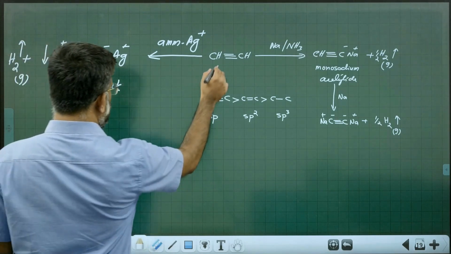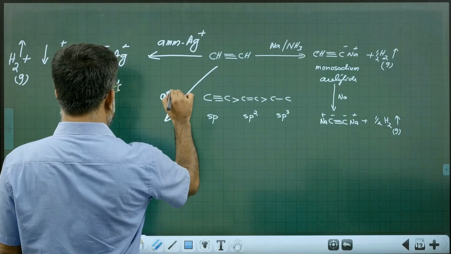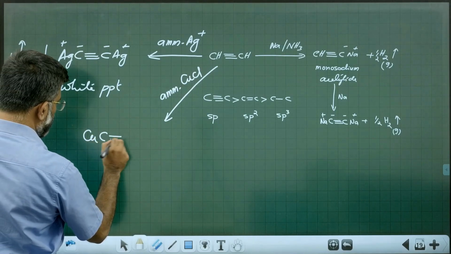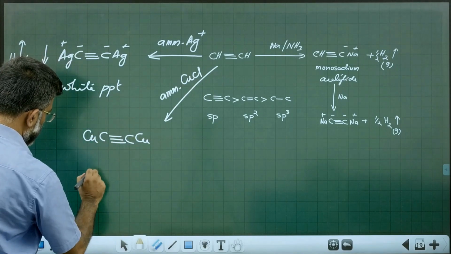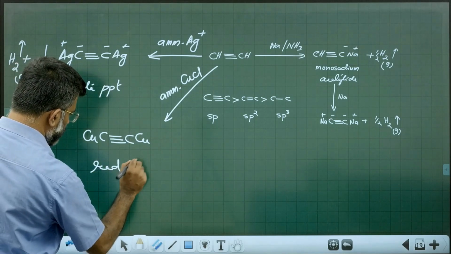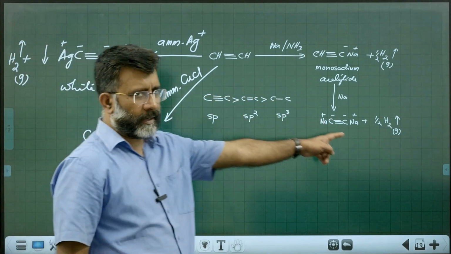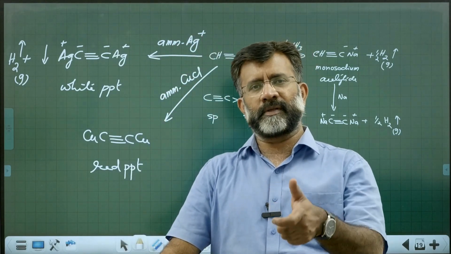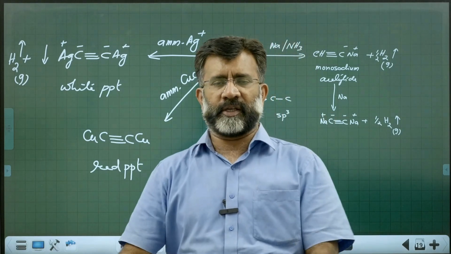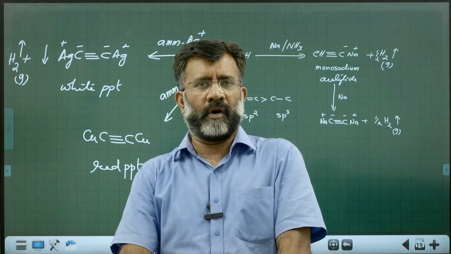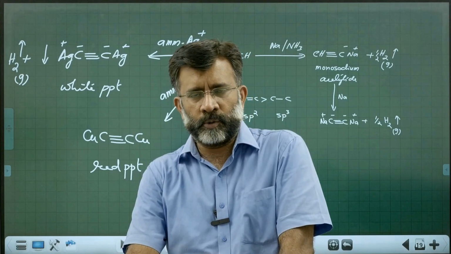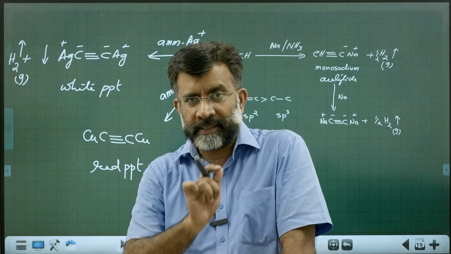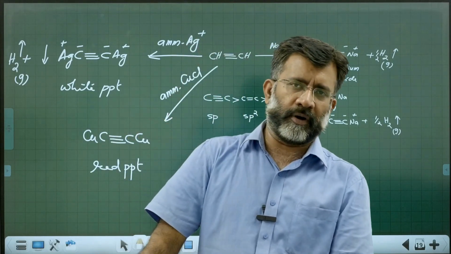Now, this can be treated with ammoniacal cuprous chloride. You get a red precipitate, copper acetylide. So, sodium acetylide white precipitate, silver acetylide white precipitate, copper acetylide red precipitate, all these are expressing the acidic nature of hydrogen that is connected to triple bonded carbon. Particularly what I mean is terminal alkynes can perform this reaction.